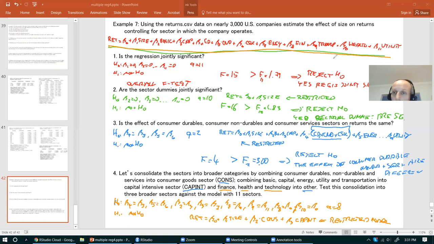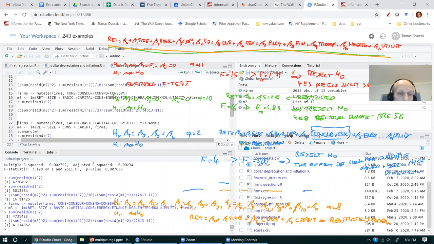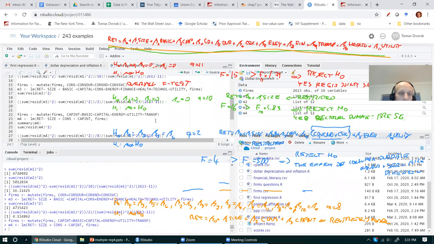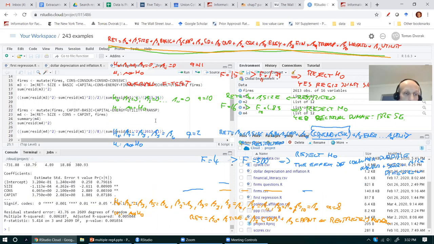How can we implement this? Well, we will need to create a new column that consolidates those capital intensive sectors, and we can call it cap int. How do I do that in RStudio? I create a new column using the function mutate, call it cap int, which is the sum of the basic dummy, capital dummy, energy dummy, utility dummy, and transportation dummy. I estimate the restricted model, that's our fourth model, with just the consumer goods dummy and the capital intensive sectors dummy.